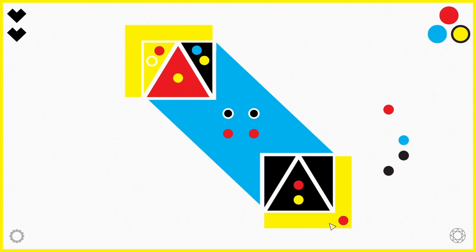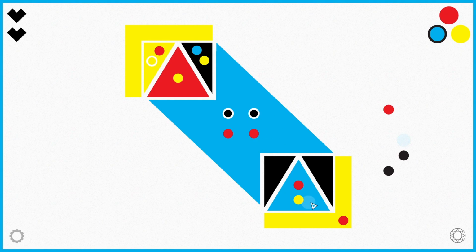Now there's a blue, which the center does not see. Therefore, it's that one. There is a red, which is seen by this one, and that one must be this one. Red.